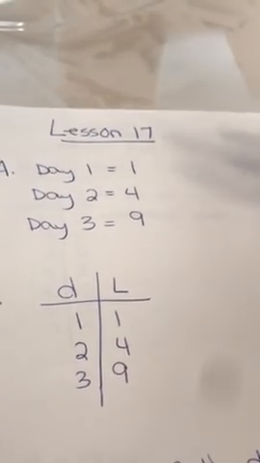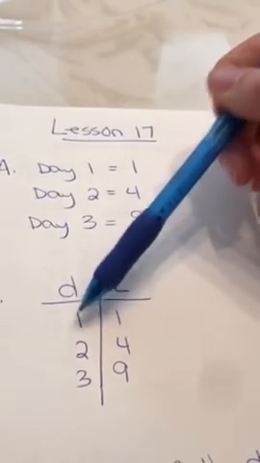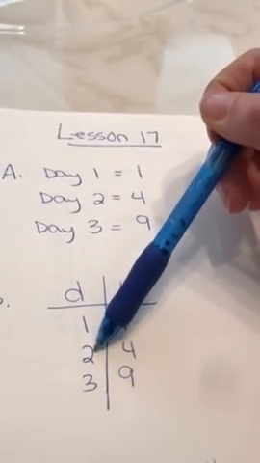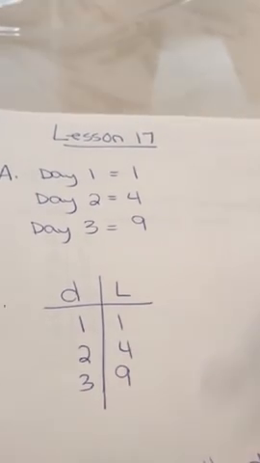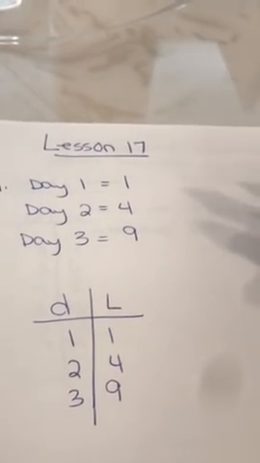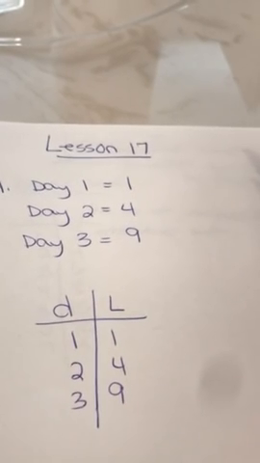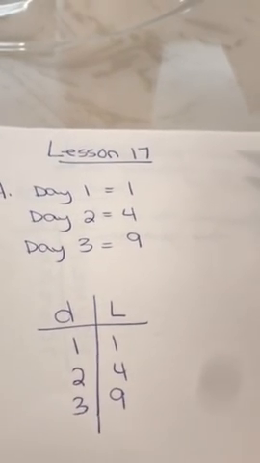Now, you want to be looking at the relationship again between D and L. What's happening between D and L? Okay, so take a minute to look at that, because when we target C, we're going to end up describing what we think is happening in words.